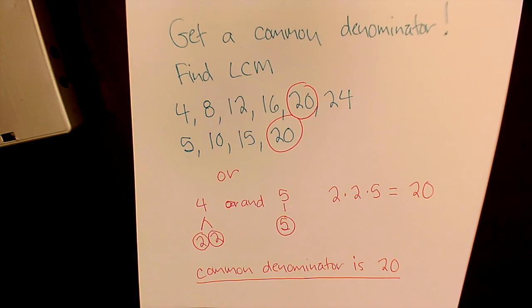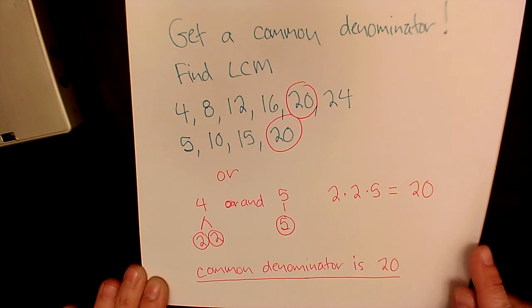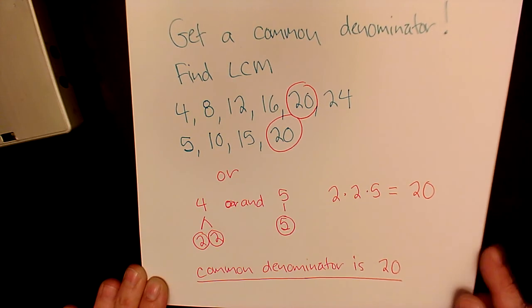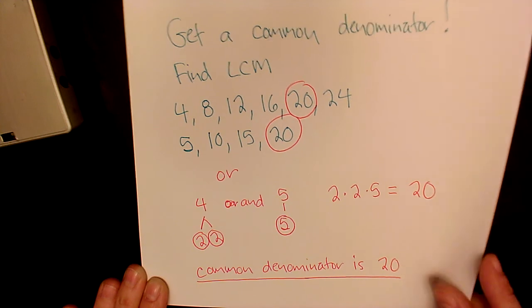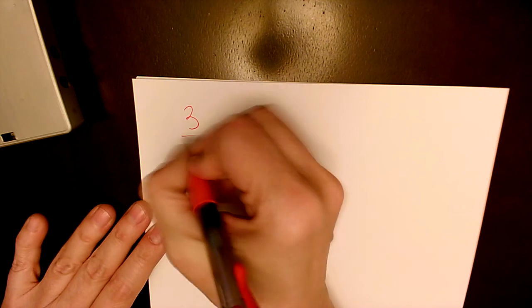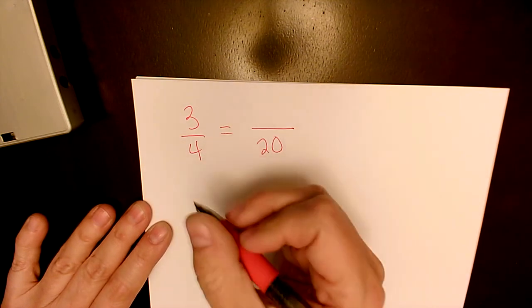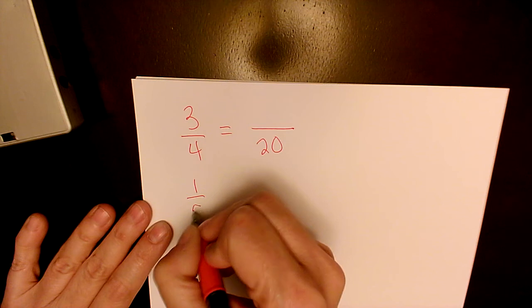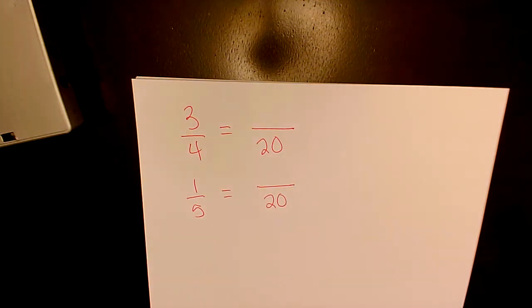Good so far? So I need to change the 3/4 and the 1/5 over to the same size pieces, which are now going to be 20ths. So let's change over 3/4 to 20ths and 1/5 over to 20ths.